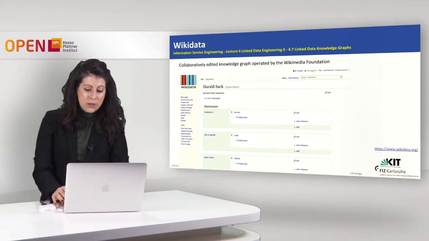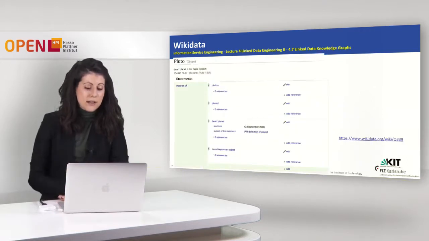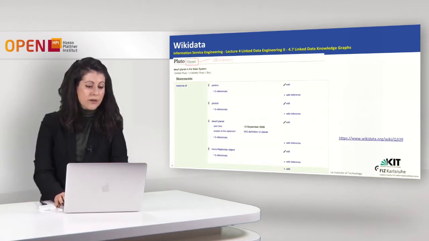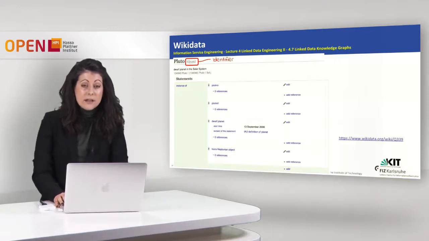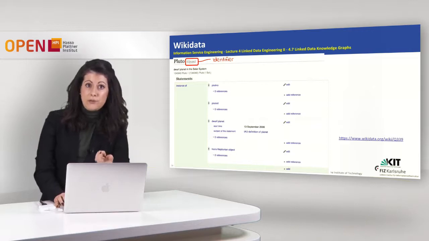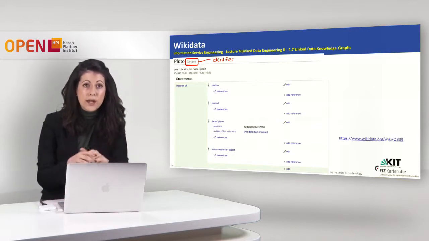So let's go into one Wikidata page and see in detail what we have here. Here is a Wikidata page of the entity Pluto, our entity for this lecture. So what do we see? First, we see an identifier next to the name Pluto, this Q339. This identifier is the unique identifier for the entity Pluto in Wikidata and will also be part of the URI of Pluto.